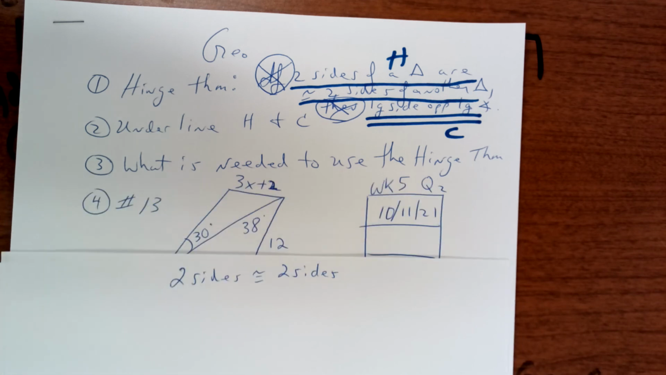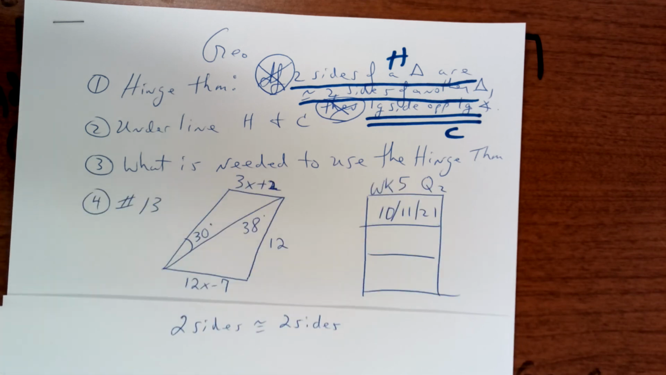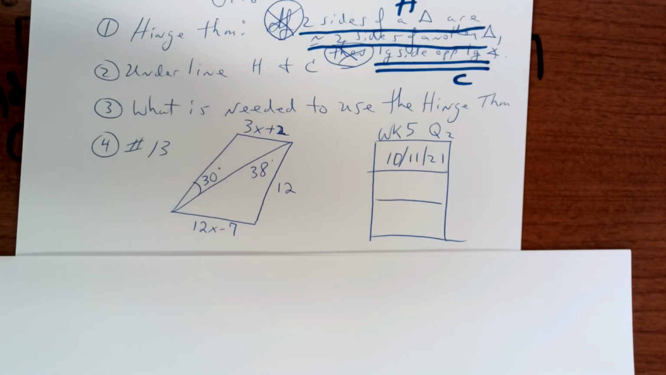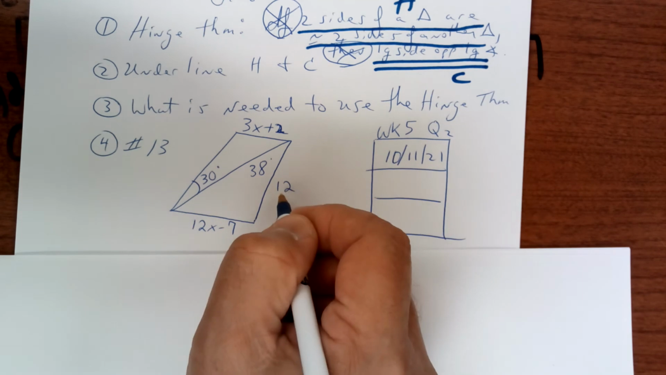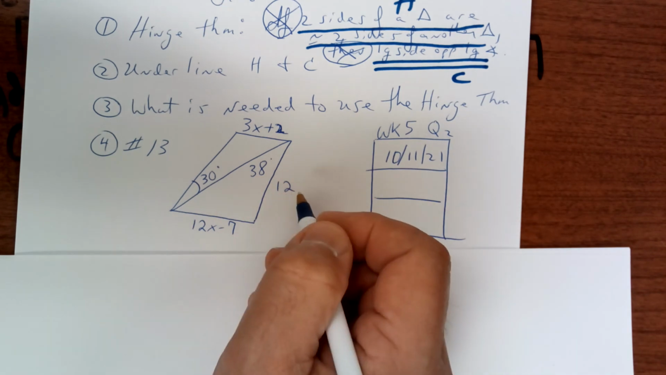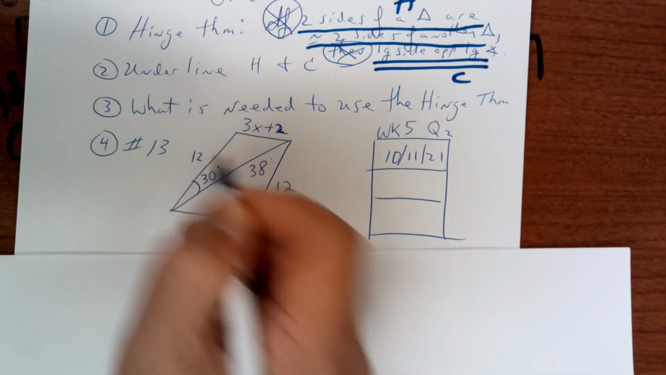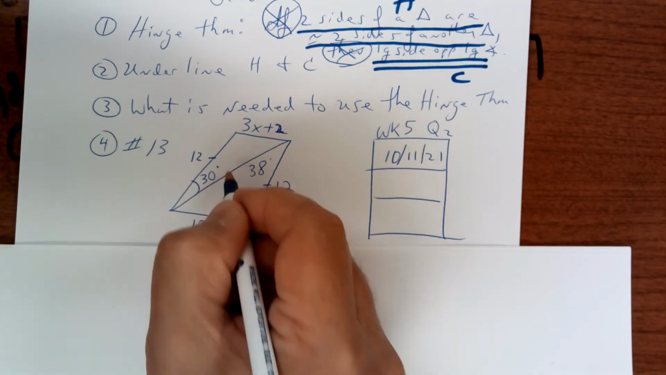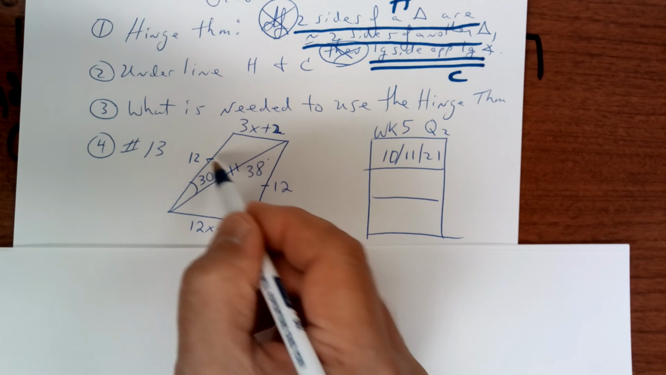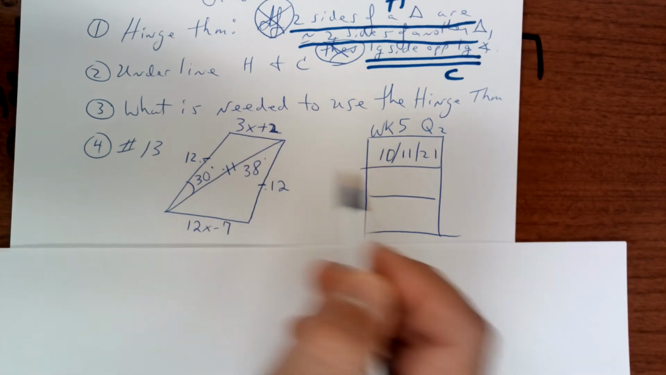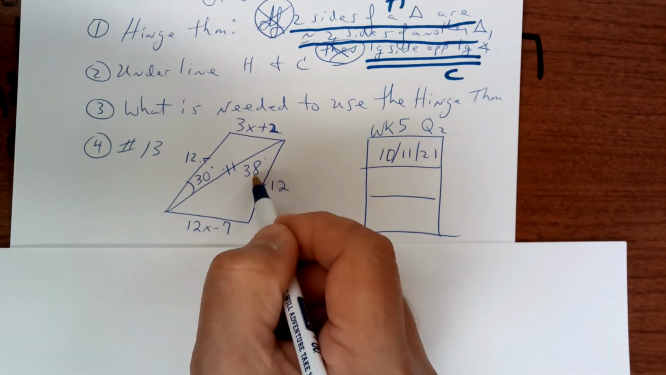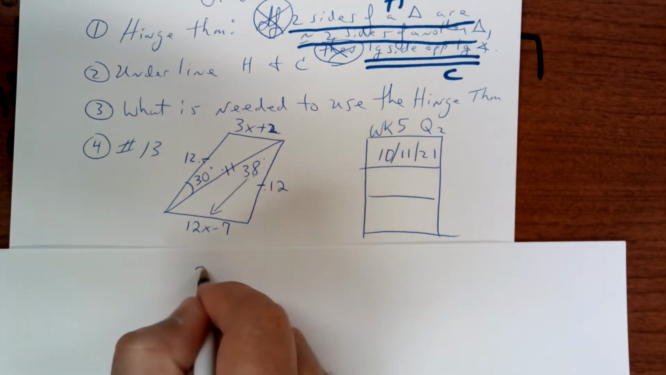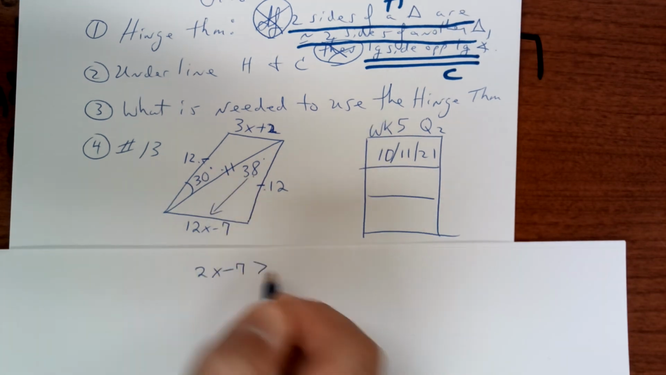Let's take a look at number 13 here. This was on your worksheet. So if you look here, this side is 12, and I think I left this off. That side is 12. So this side is equal to this side, and this side is reflexive. So you have 2 sides equal to 2 sides. Now, 38 is bigger than 30. So this one right here is bigger than that one.